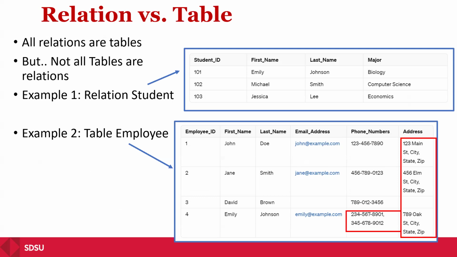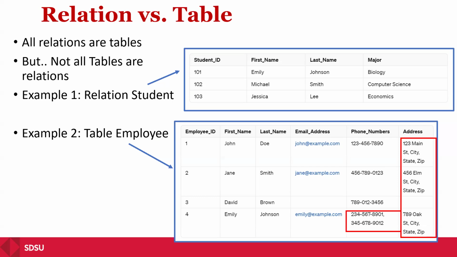What defines a relation? So here's a piece of information for you. All relations are tables, but not all tables are relations. So let's look at the example here. In example one, we have a relation student. Relation student has four different attributes. Those are columns, right? And we can see three different rows for this relation, and those are instances.